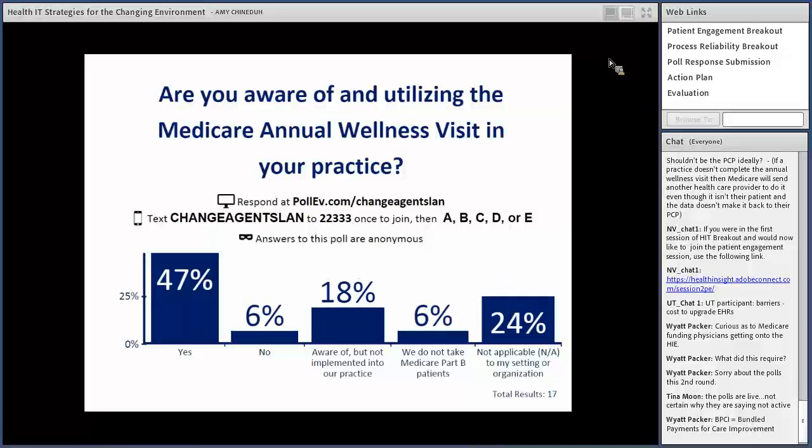Excellent. So we're getting some responses now up into 17. And it looks like the majority are aware of and implementing the Medicare annual wellness visit in their practice. We have a few that haven't yet, but are aware of. And then again, we recognize it's not directly applicable to all settings. Thank you for the responses in the poll. It helps us understand our audience.